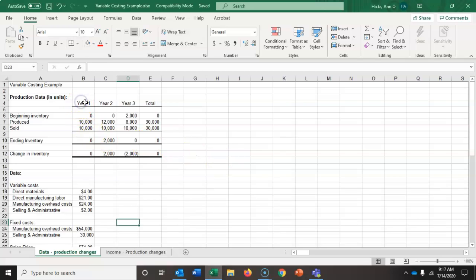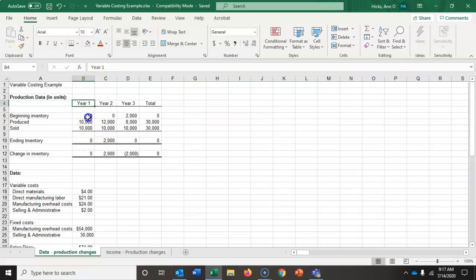Toward that end, we're going to look at 3 years of data. This is primarily so that we can see different changes of inventory and how those changes affect the differences between variable and absorption, because you will remember from the introductory video that the differences between variable costing income and absorption costing income are directly tied to changes in inventory.